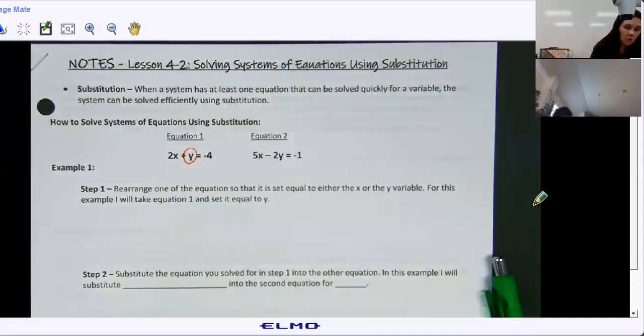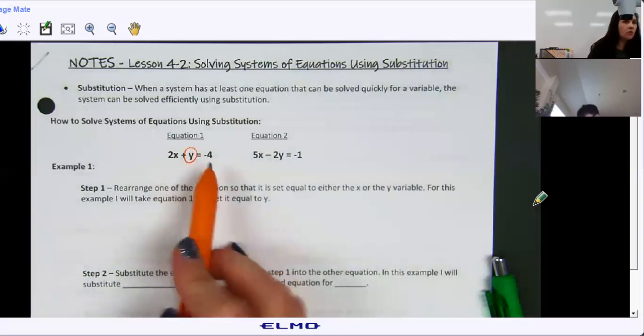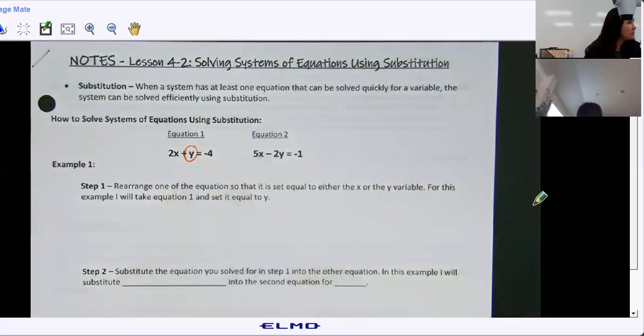We just don't see it, but it's there. So it's by itself. So I'm going to take this equation and I'm going to rearrange it by isolating the y. Now, I know that some of you are still struggling with this concept. However, by this time, you need to be comfortable with rearranging your equations. Otherwise, it's going to get very, very complicated, okay?